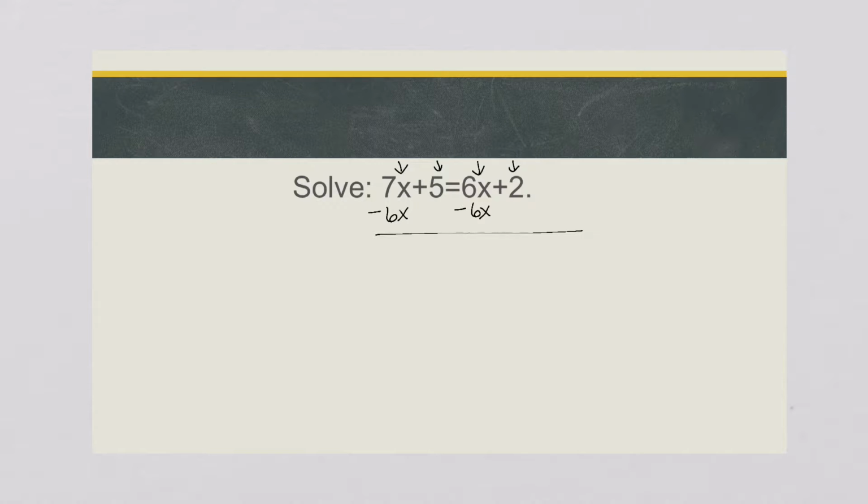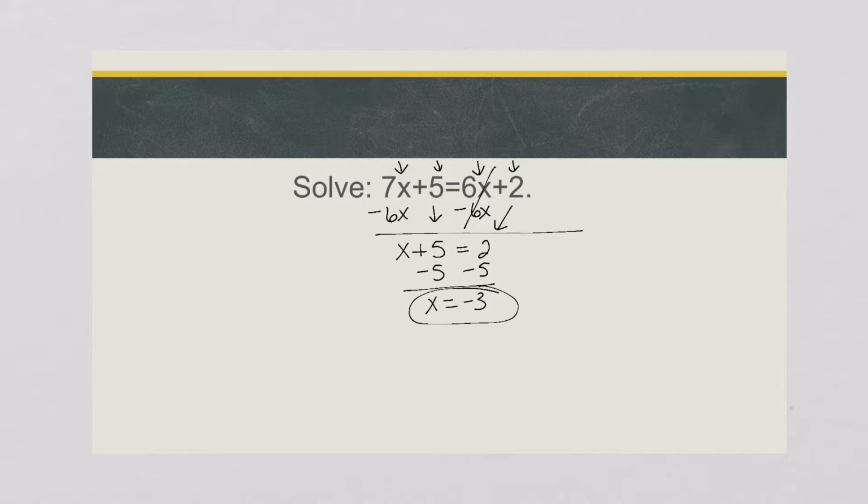7x minus 6x is 1x or just x. I'm going to bring that straight down. This created 0, and I brought that straight down. Now this looks like something we've dealt with before. We can solve this equation pretty easy. So now let's subtract 5. So x is equal to 2 minus 5 is negative 3.